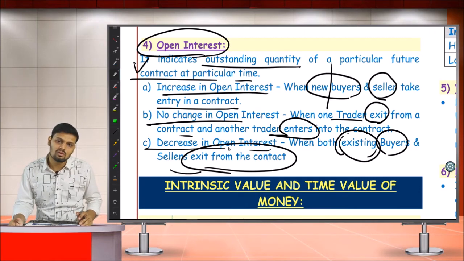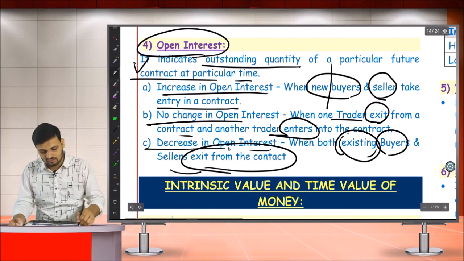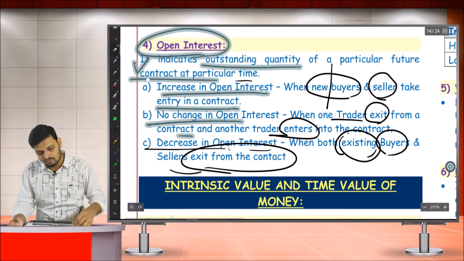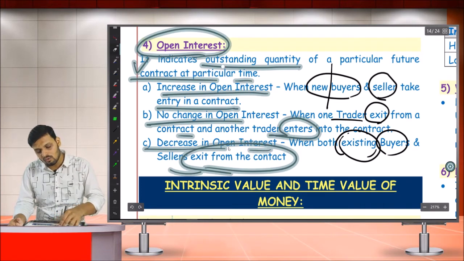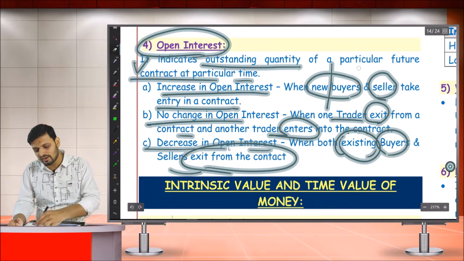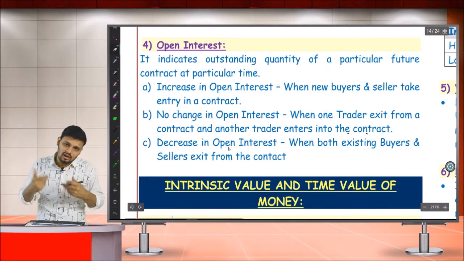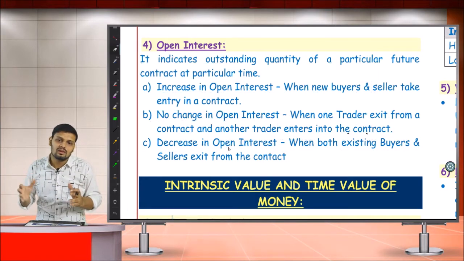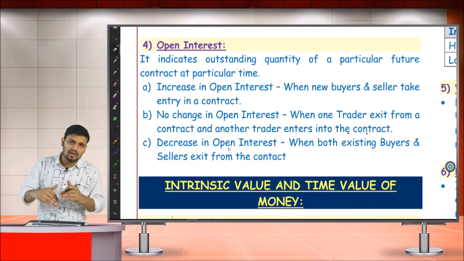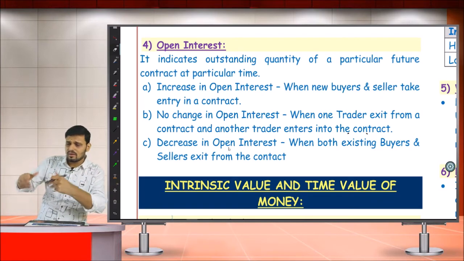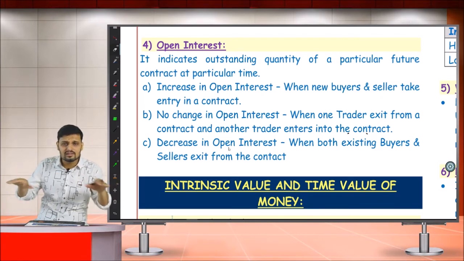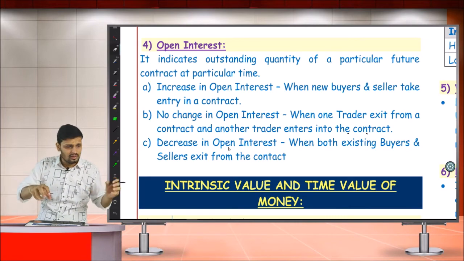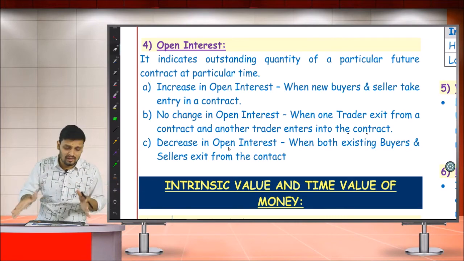This is also only for practical knowledge, not there in your book. But we need to understand how the open interest changes. What is open interest? Contracts already executed between buyers and sellers. It will increase when new people are coming in. It will decrease when existing people are going out. And it will remain stable when one new person is coming and one old person is going out. As simple as that.